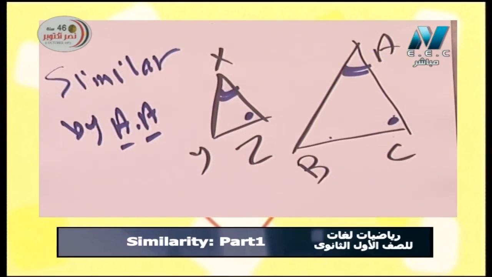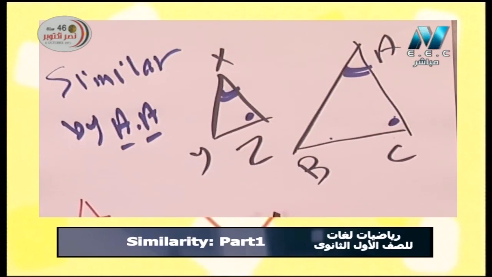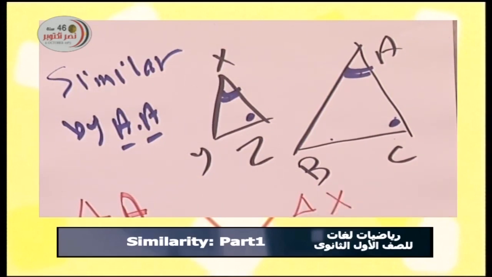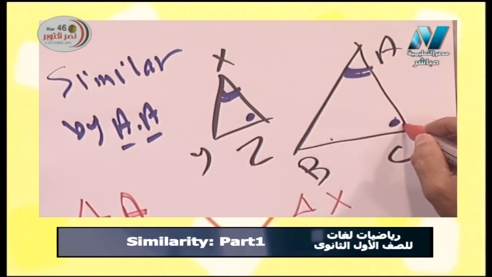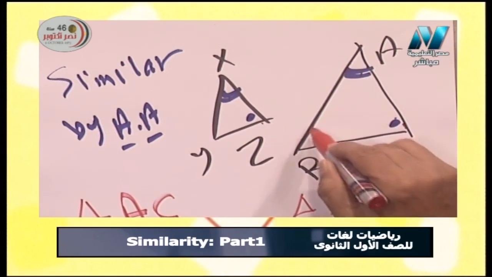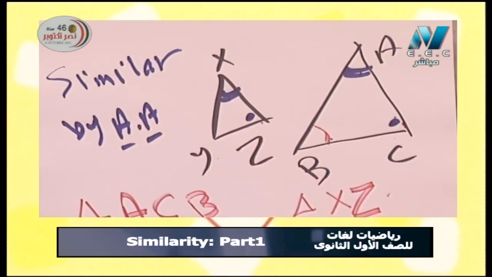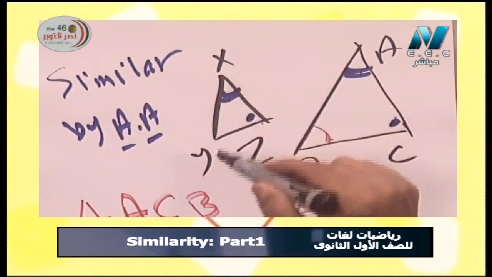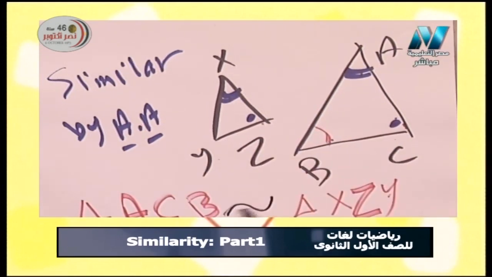Let's talk about the arrangement of the two triangles. If we write the two triangles, we must write them correspondingly. That means if we start saying the triangle like that, measure angle A equals measure angle X, so we write A and we write X. After A, we mention C. The corresponding to C is Z, and the corresponding of B here will be Y. So when we talk about similarity, triangle ACB is similar to triangle XZY, and we put the sign of similarity here.